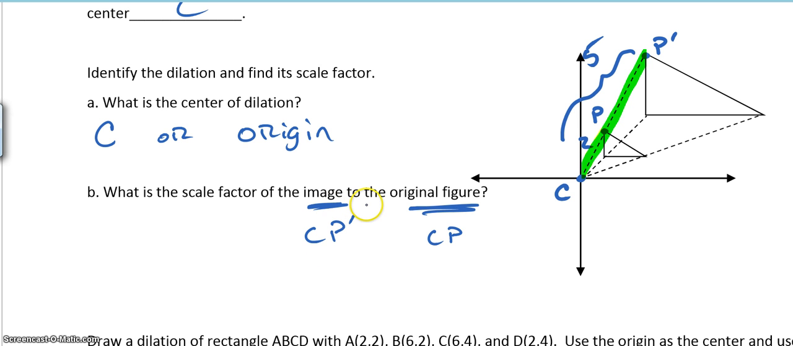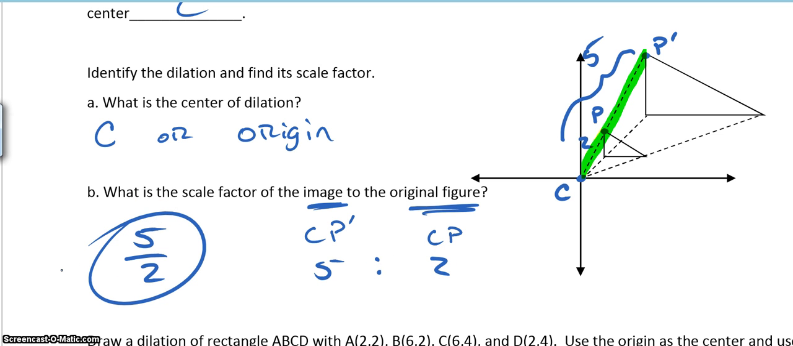Well, the length of CP prime is 5. Alright, and the CP is 2, so we get 5 to 2 as our scale factor. Now you have to be very careful how you name it. It always has to follow the order in which it's given to you. If you don't, it's wrong.